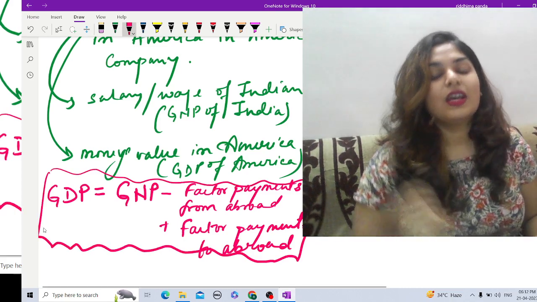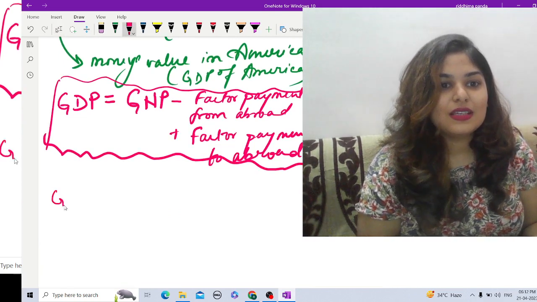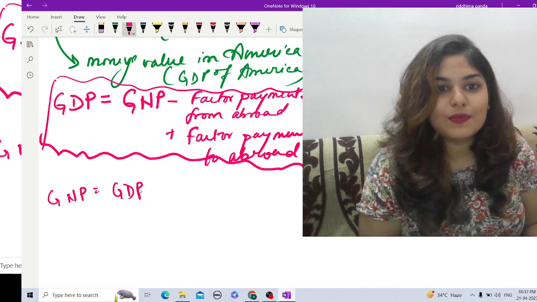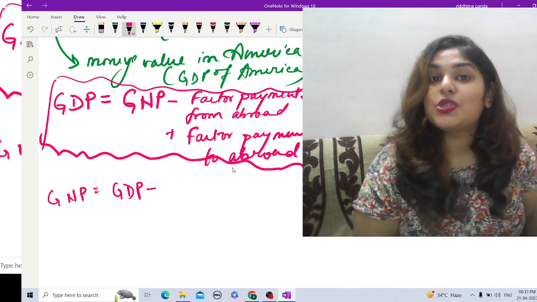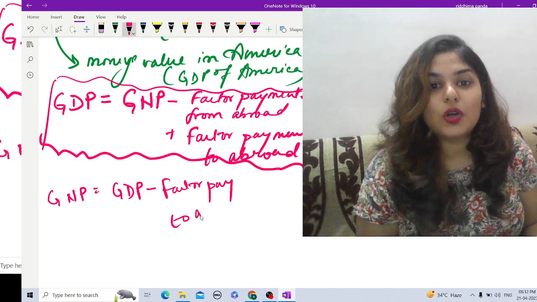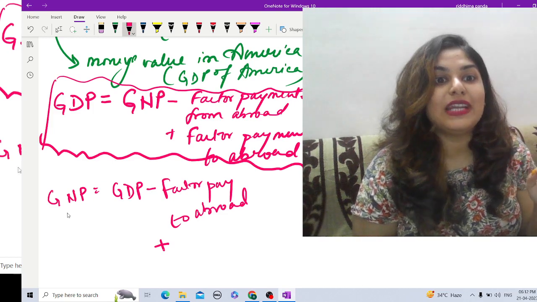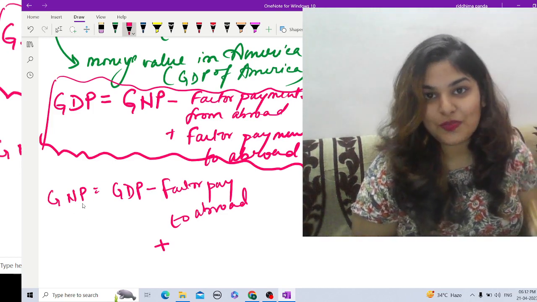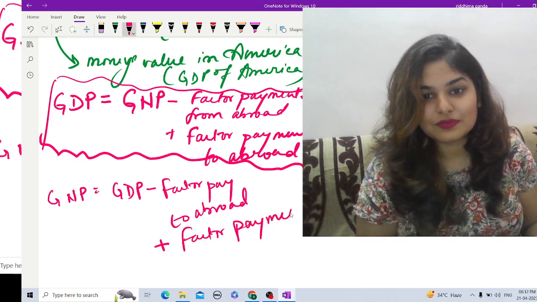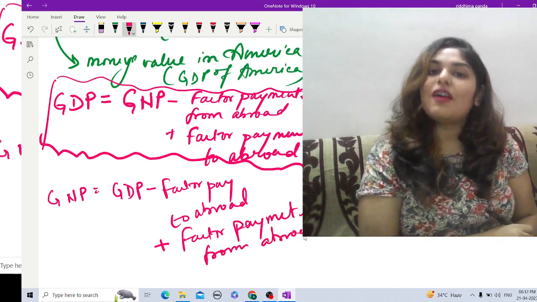GDP from GNP. Similarly, I can write down GNP from GDP, that is GNP is equal to GDP. So this will now become minus, because I have to subtract the payments to abroad. So GDP minus factor payments to abroad, plus I have to add the factor payments from abroad, that is the domestically owned factors of production, labor or, let's say, capital. So factor payments from abroad. So this is our formula of GNP.